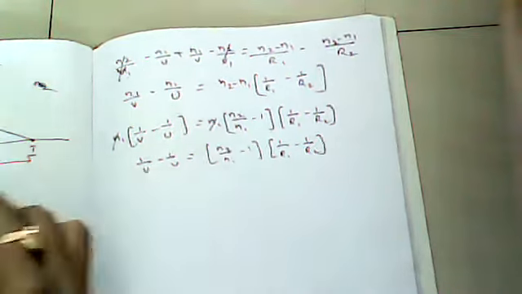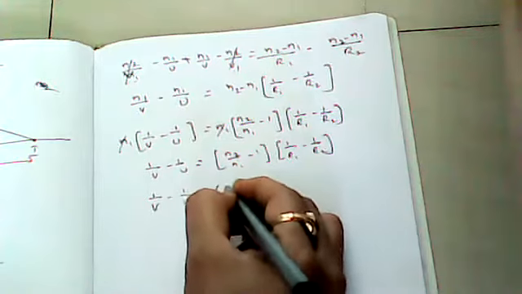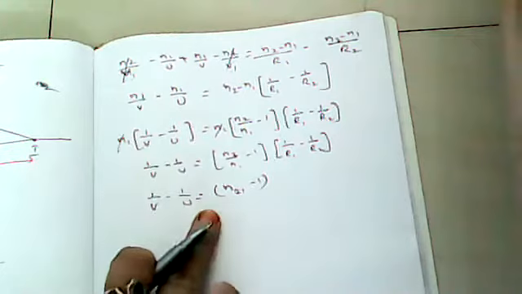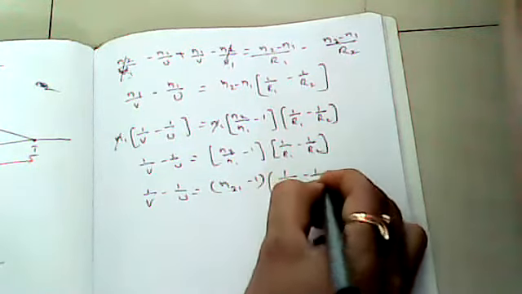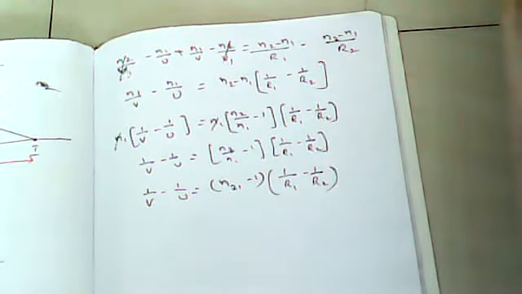Okay, or we can also write 1 by V minus 1 by U is equal to n, ಇದನ್ನೇ n21 minus 1 ಅಂತ ಬರೀತಾ ಇದ್ದೀವಿ. n21 minus 1, that's it, into 1 by R1 minus 1 by R2. Okay, so here this is called the Lens-Maker's formula.